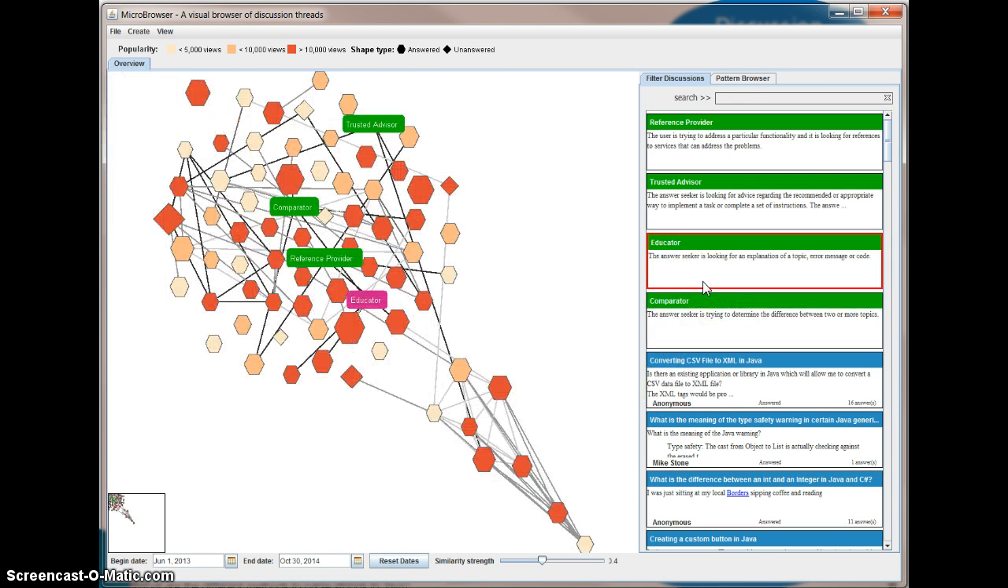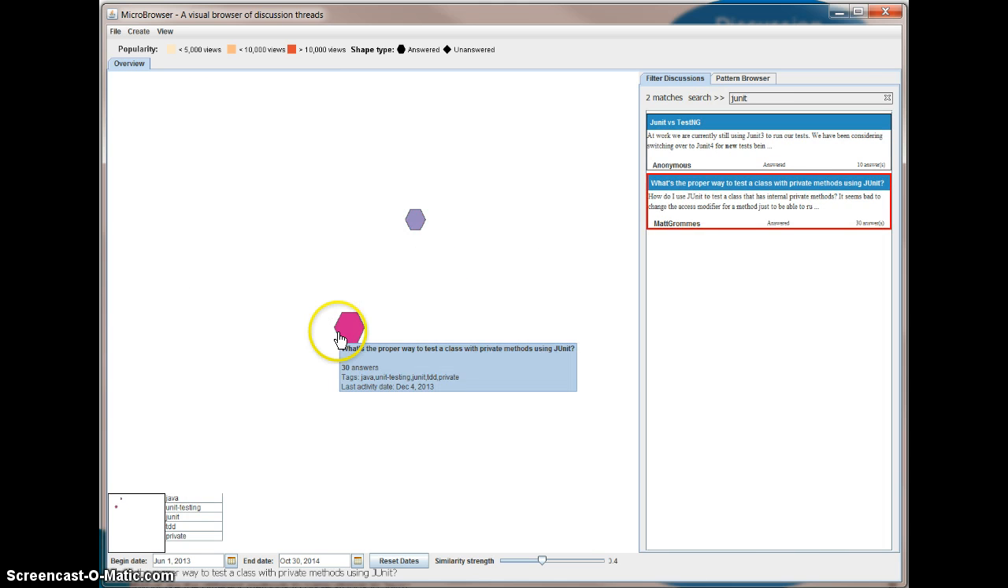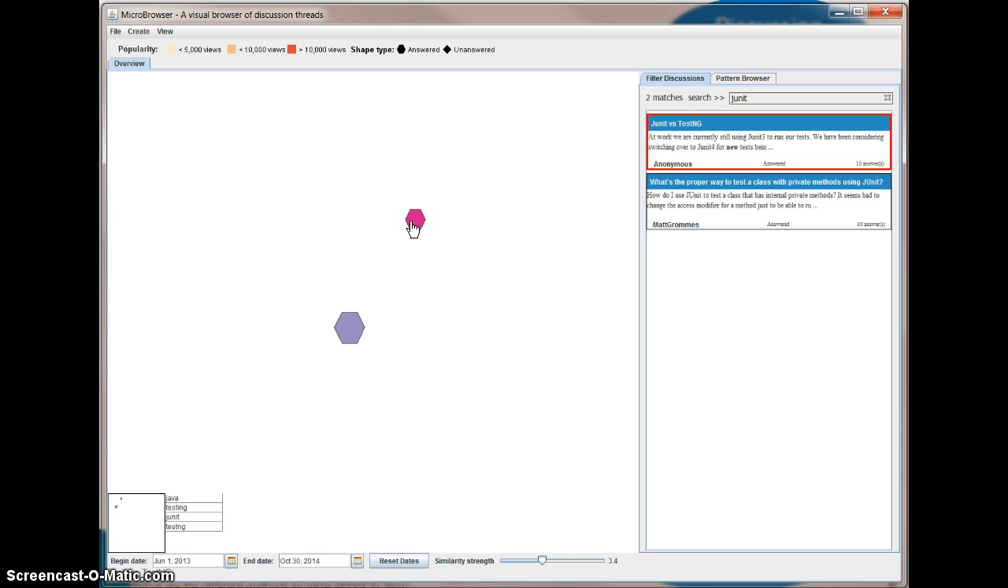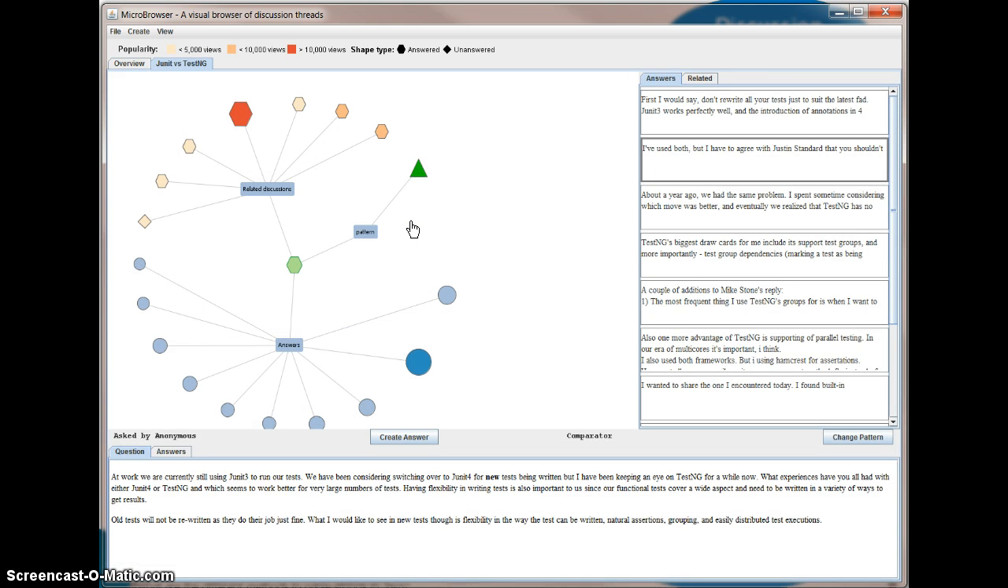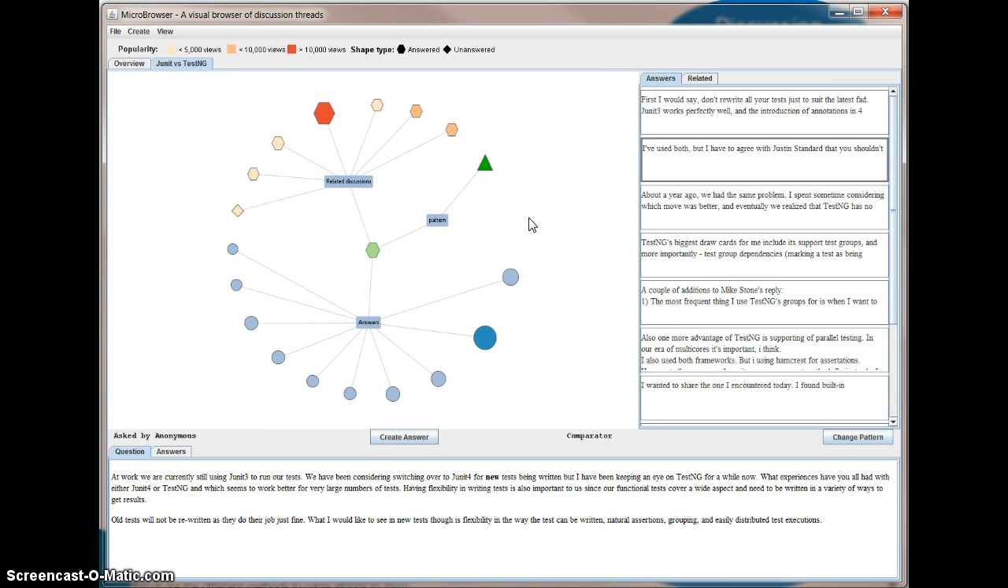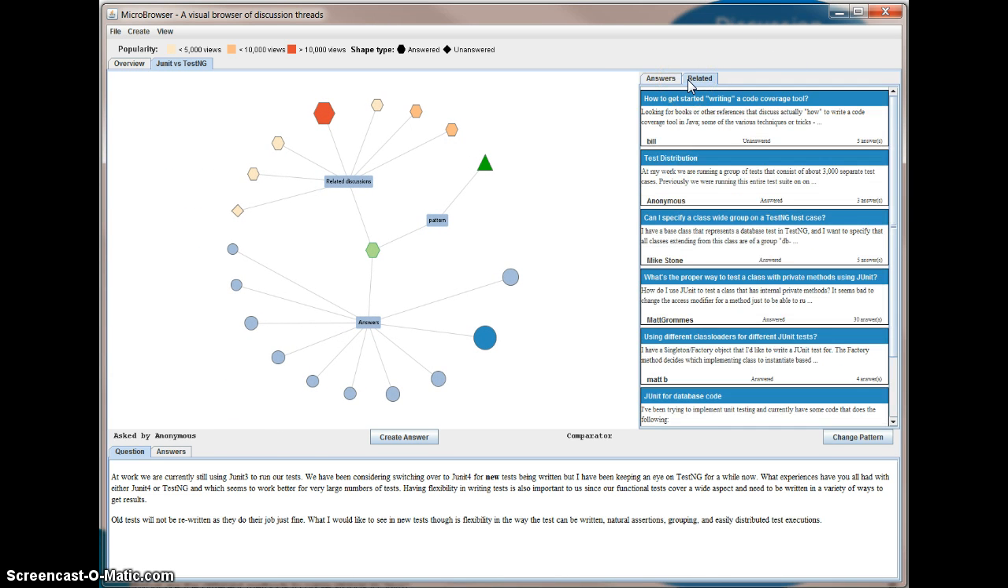Let us first navigate to discussion JUnit versus TestNG. Finding more information about the discussion is as simple as double-clicking on it. The discussion details opens up and we can see related discussions, answers, and related patterns for the discussion. The color of the answer nodes help to quickly identify the accepted answer, while the size of the answer nodes represent the number of votes an answer has received.